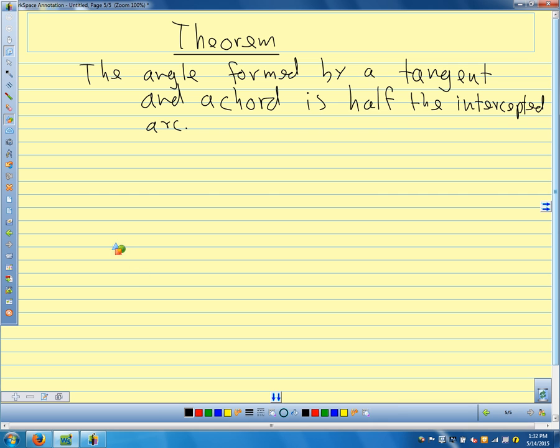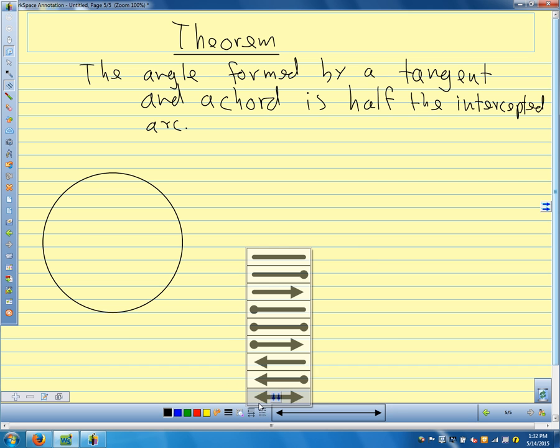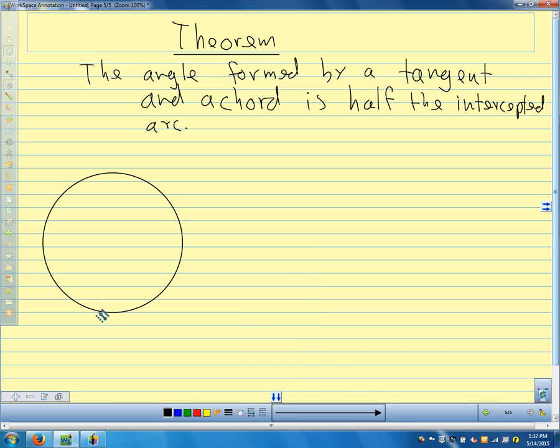So let's draw a picture of what we're talking about here. What's special about a tangent to a circle? It touches at exactly one point. So here's my tangent, and then here is my chord. So there's the point where it's tangent. I'm going to call that point A. We'll call this point C, and this point B.